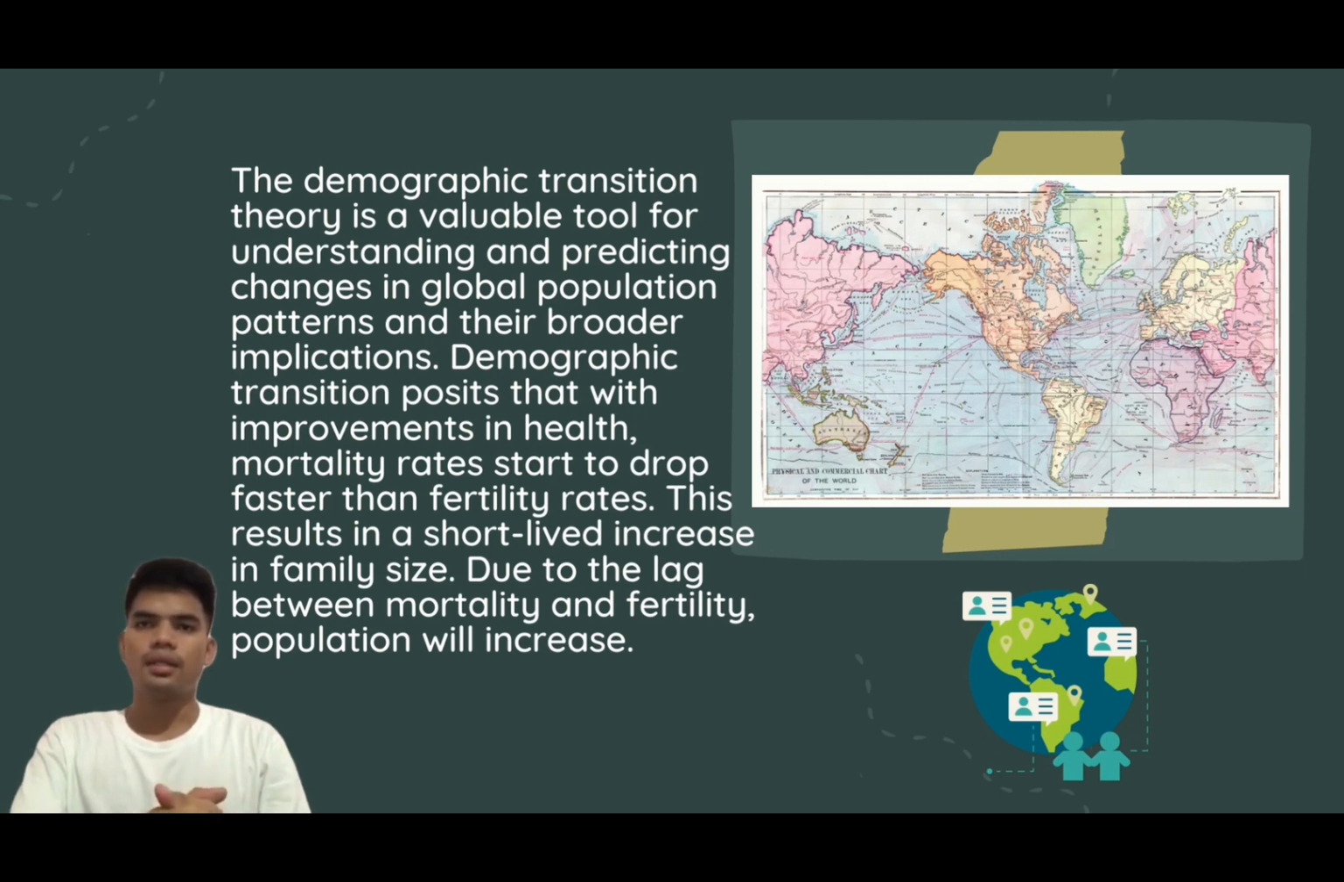These stages reflect a transition from a society with high population growth driven by a high birth rate and high death rate in the early stages to a society with low population growth, characterized by low birth and death rates in the later stage. So, the demographic transition is often associated with economic development, urbanization, improved healthcare, increased access to education, and changes in family planning and social norms.